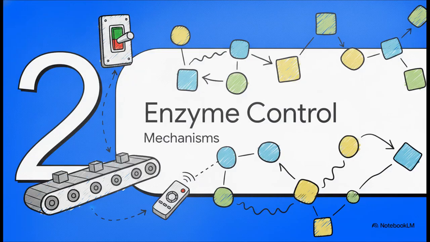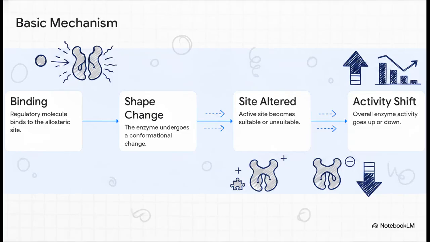Moving on to section 2, mechanisms of enzyme control. Okay, so we know we have a conveyor belt and a wall switch, but how exactly does this remote control actually manipulate the enzyme's physical structure? Let's walk through how this incredible mechanism builds step by step. Step 1, the regulatory molecule docks perfectly into the allosteric site. Step 2, this binding event triggers a physical ripple effect across the entire protein. The enzyme literally undergoes a conformational change.